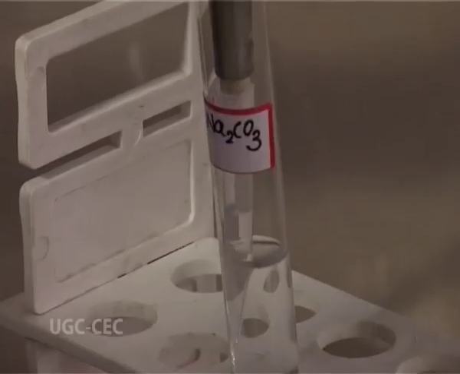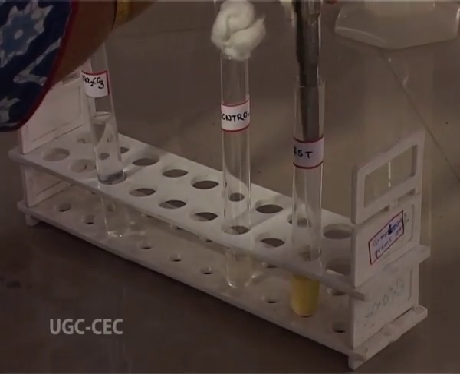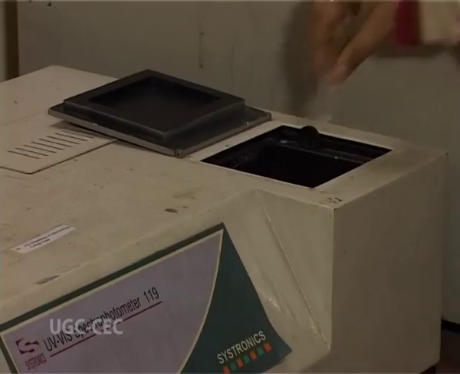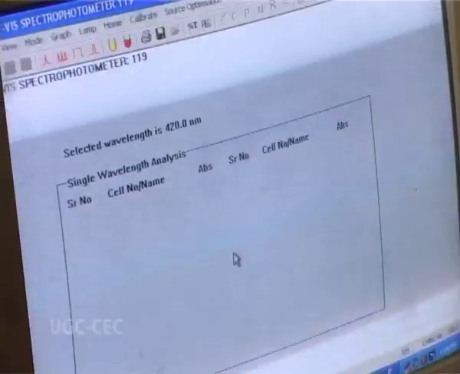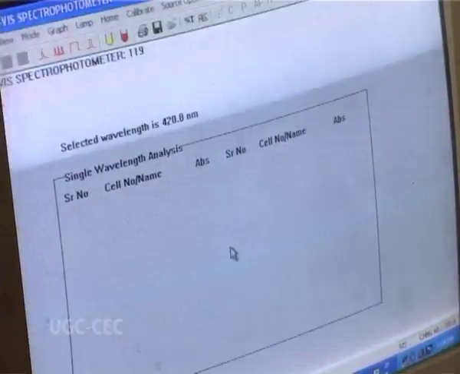To stop the reaction, we need to add 1 molar sodium carbonate. After that, we will be taking the OD measurement at 420 nanometers. 420 nanometer is to record the yellow color which is developed due to generation of orthonitrophenol. And finally, after getting the result, we need to calculate the units of beta-galactosidase activity.